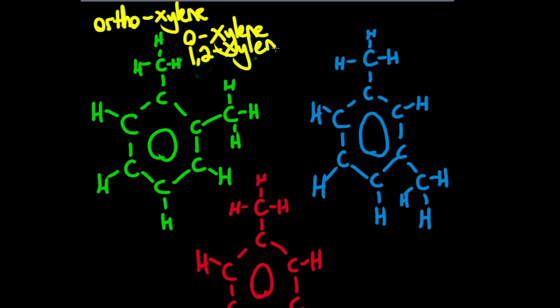1,2-xylene because I've got a methyl on my first carbon, I've got a methyl on my second carbon, or I could call this 1,2-dimethylbenzene. Okay, either one of those. All right, orthoxylene, O-xylene, 1,2-xylene, or 1,2-dimethylbenzene. Since I have a benzene ring with two methyls, one coming off of the first carbon and one coming off of the second carbon.